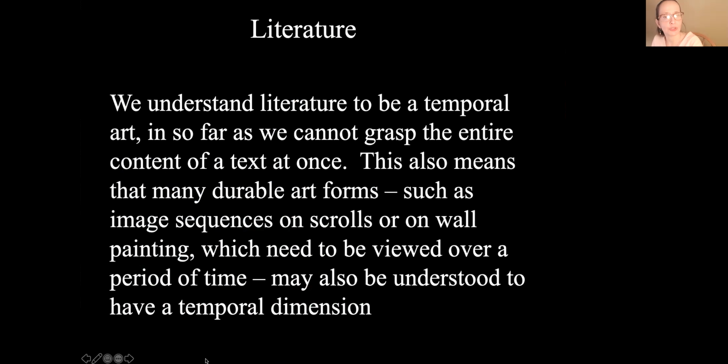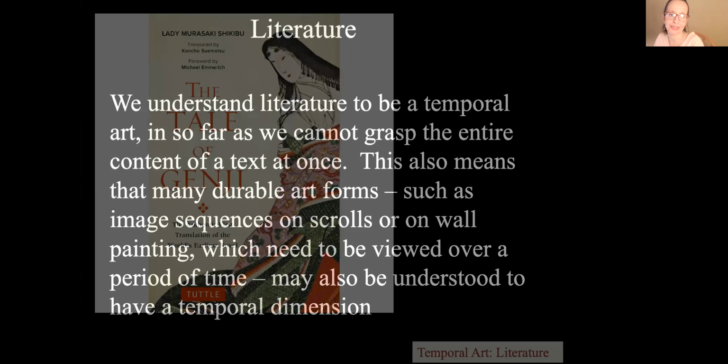We understand literature to be temporal insofar as we cannot grasp the entire content of a text at once. But this means also many durable art forms also act in time and temporally. Think of long narrative cycles where we have to understand the full meaning of a decorative program, for example, or a narrative that's told visually. We have to pass from one to the next to grasp the full meaning. So temporal and durable and ephemeral aren't mutually exclusive. They may cross and inform one another in varying degrees.